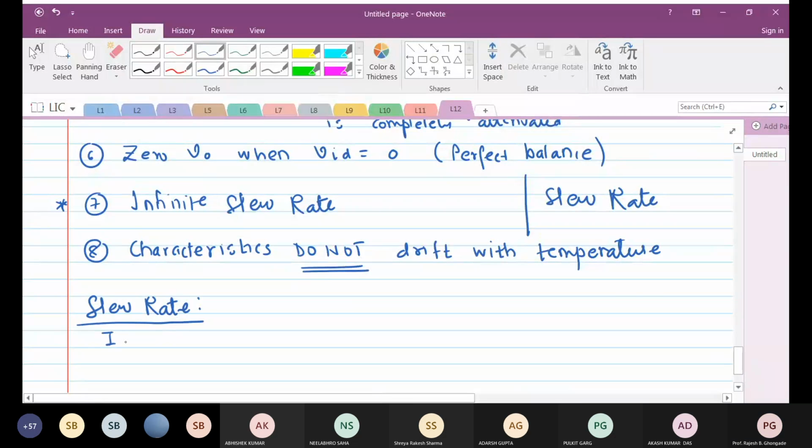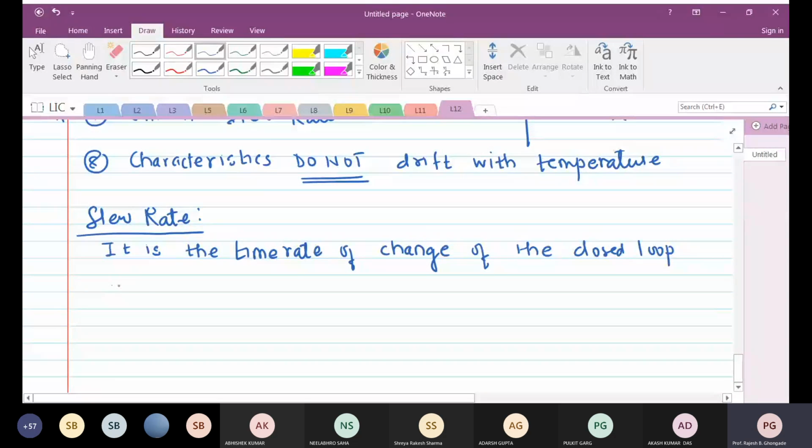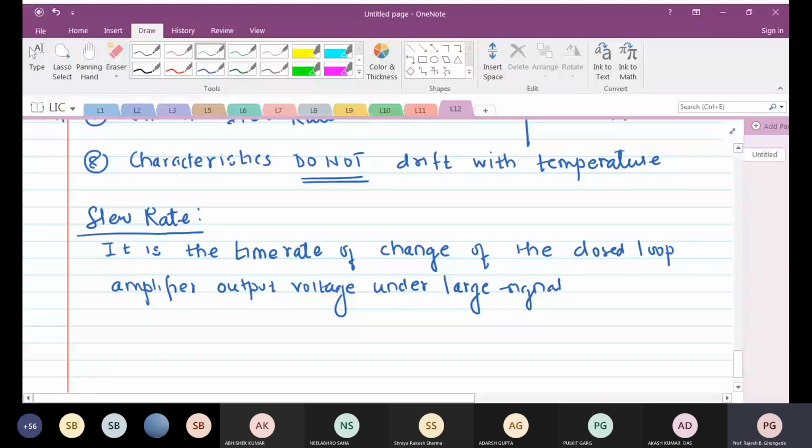It is defined as the time rate of change of the closed loop amplifier output voltage under large signal conditions.